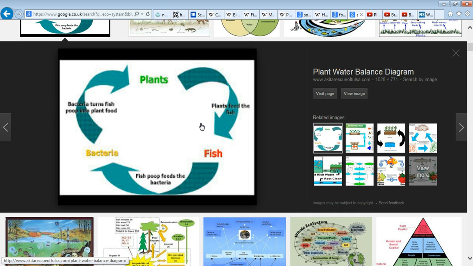Right, okay, so plants feed the fish, the fish eat the plants, the fish then do poos, and that becomes food for bacteria, and then bacteria turns fish poo into plant food. So there we are, absolute perfect working balance, a designed process, I would suggest.